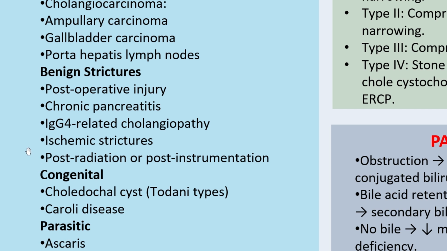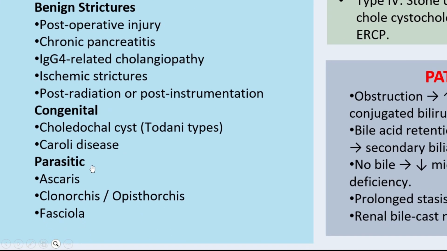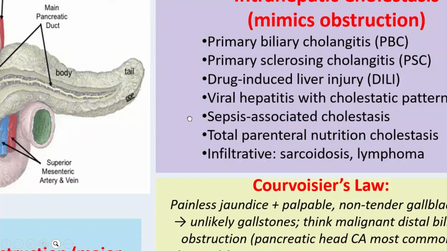Then we have the congenital abnormalities, which include the choledochal cyst, and this one has the Todani types. And we have Caroli's disease. And then we have the parasitic infections like Ascaris lumbricoides, which are the roundworms. We can have Clonorchis sinensis, which is the Chinese liver fluke, and then Fasciola. And this also can cause obstruction and give the features of obstructive jaundice.